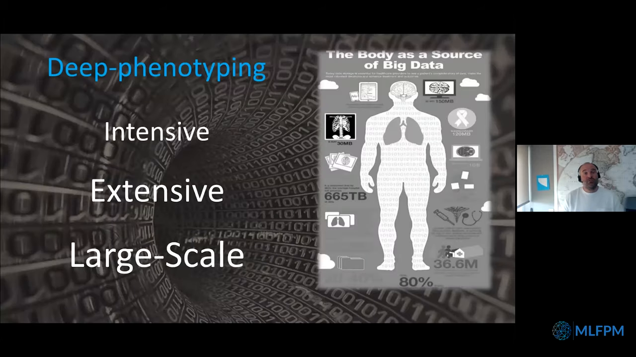So imaging and big data, it's all related to the idea of deep phenotyping, which is quite popular today. And when you look at deep phenotyping, you actually are looking at three distinct aspects. First of all, deep phenotyping involves intensive, so a lot of measurements of the same thing. Extensive, many different things are being measured of a person, and large scale. You're trying to measure these on a very large population of individuals. So deep phenotyping definitely arises from intensive, extensive, and large-scale data collections.